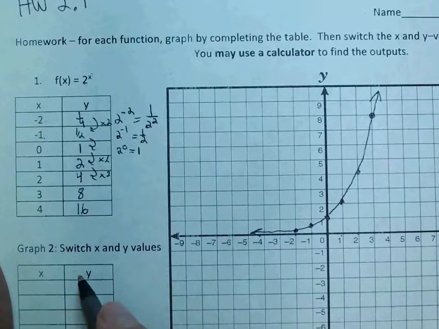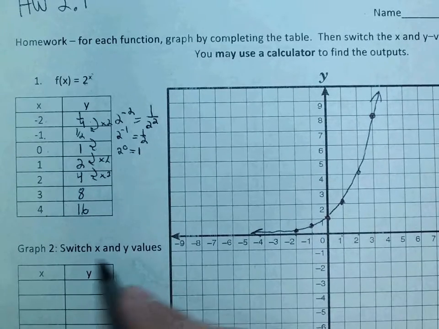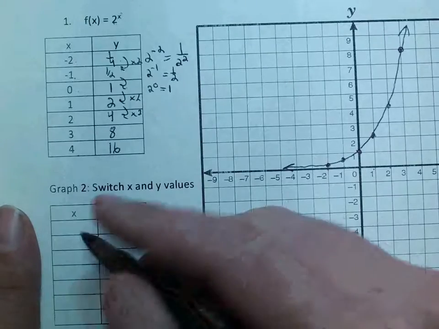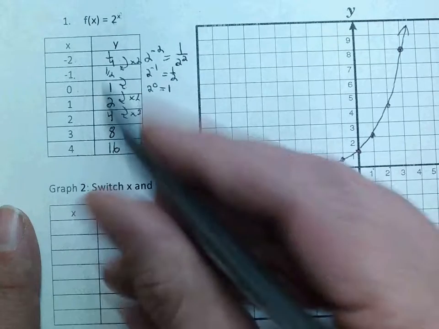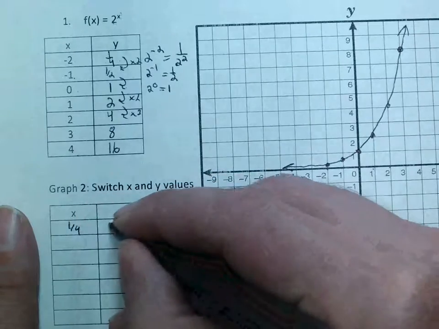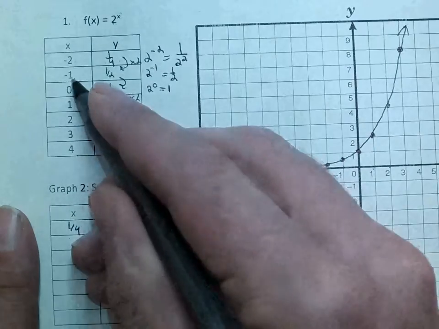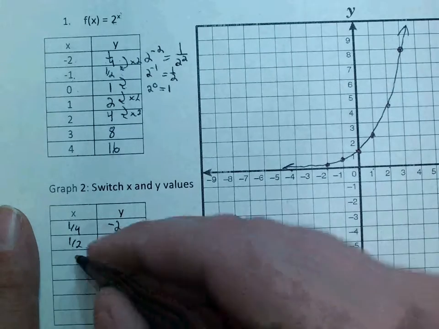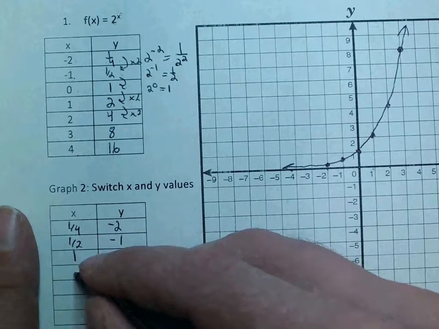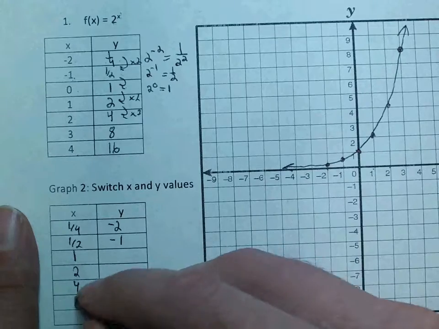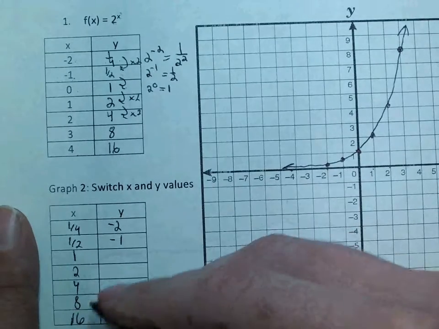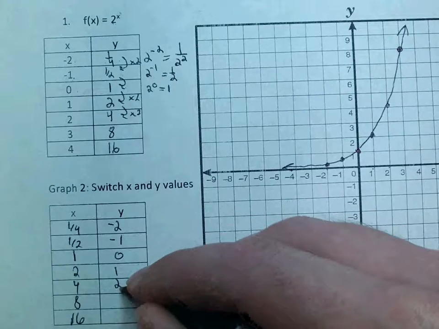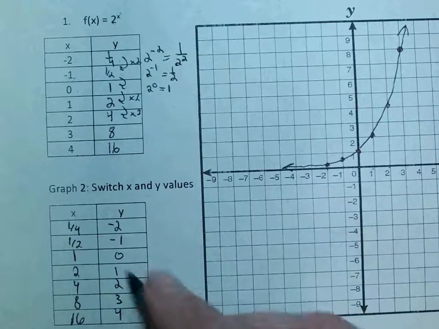The next thing we're supposed to do is switch the x and y values. All we do is we take the x values and the y values and we switch them. So instead of (-2, 1/4), we're going to have (1/4, -2). Instead of (-1, 1/2), we're going to have (1/2, -1), and so on. So we have 1, 2, 4, 8, 16. These were what used to be the y values. They're now the x values. And here we have what used to be the x values are the y values.